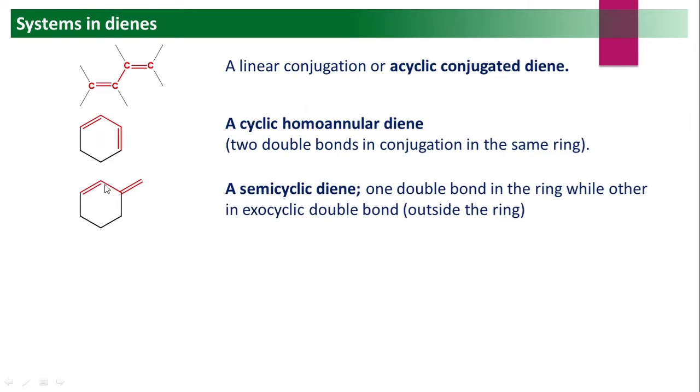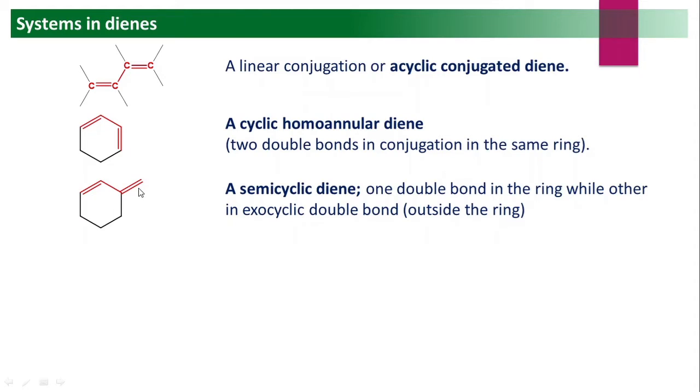Next is the semi-cyclic diene. One double bond is outside of the ring while one double bond is present in the ring. So this type of diene is called a semi-cyclic diene.